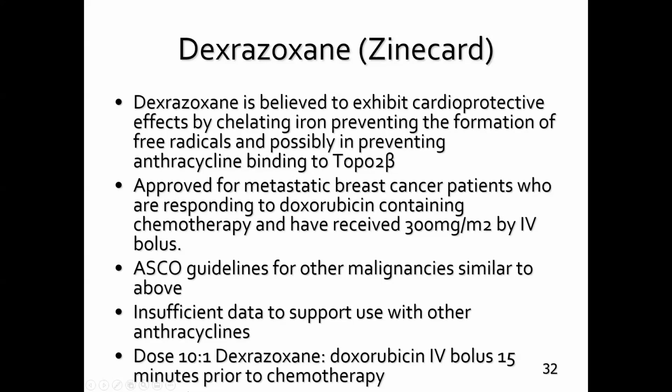It's approved for metastatic breast cancer in patients who are responding to doxorubicin. So it's metastatic breast cancer, not early stage, and who have received 300 milligrams per meter squared. ASCO says for other malignancies similar to the above, you could consider that same situation. There's insufficient data for use with other anthracyclines, but given their mechanism, there's evidence for it. It's been used for epirubicin, so we believe that it can work for that.